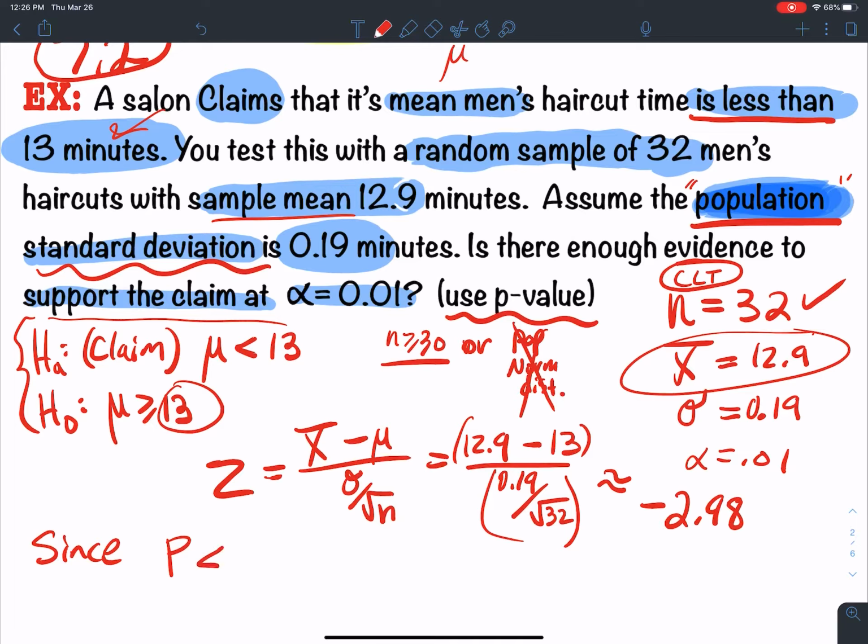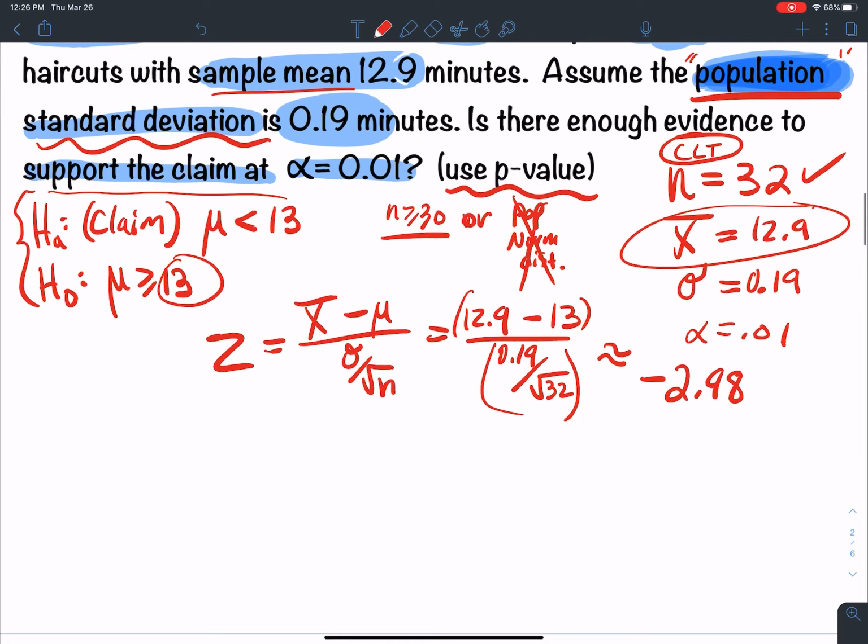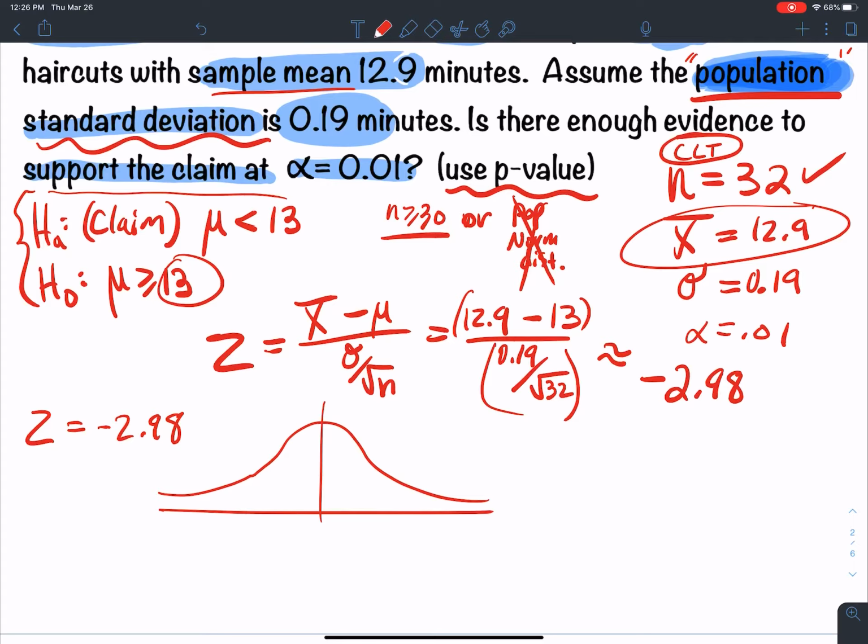Since p is less than, all right, before I jump into that, let's talk about trying to calculate the p-value. Z equals negative 2.98. Okay, what's in the middle? Zero's in the middle. Where are we? We're on the left side, so we're over here at negative 2.98.